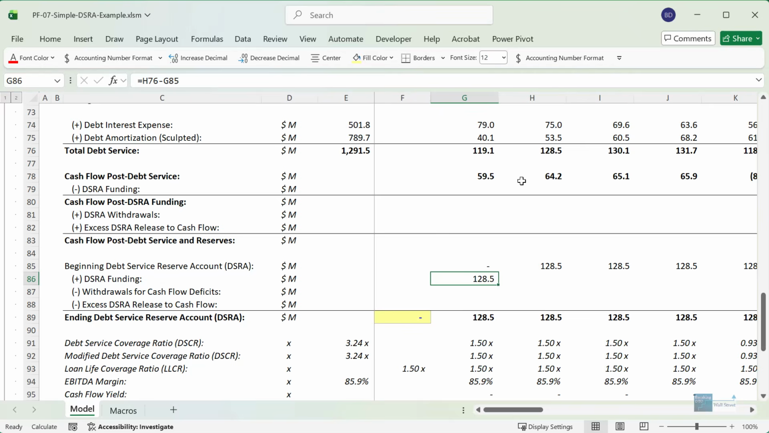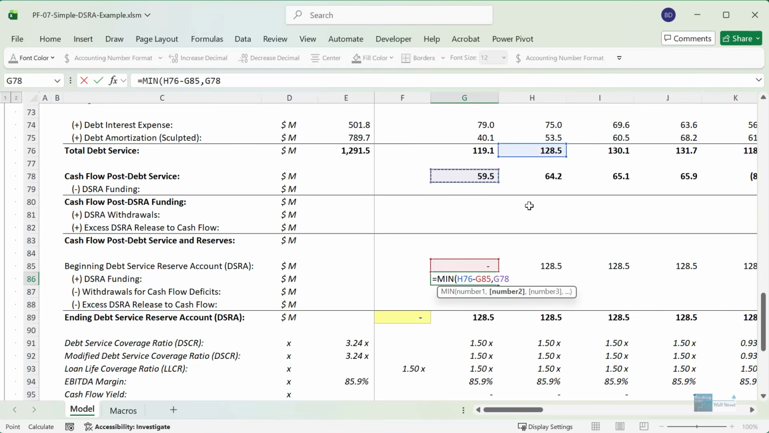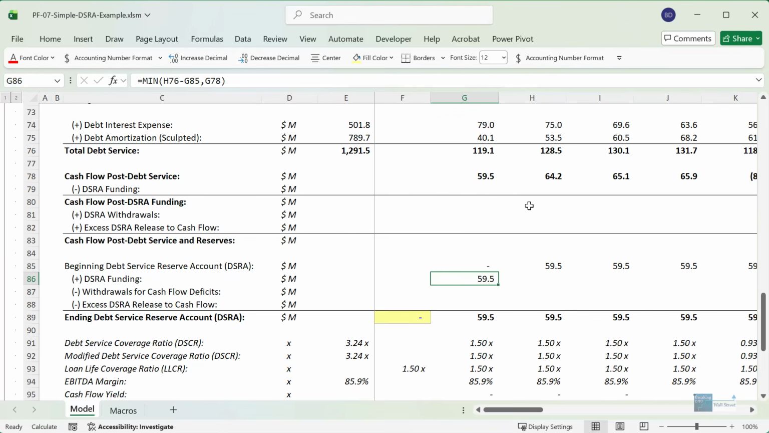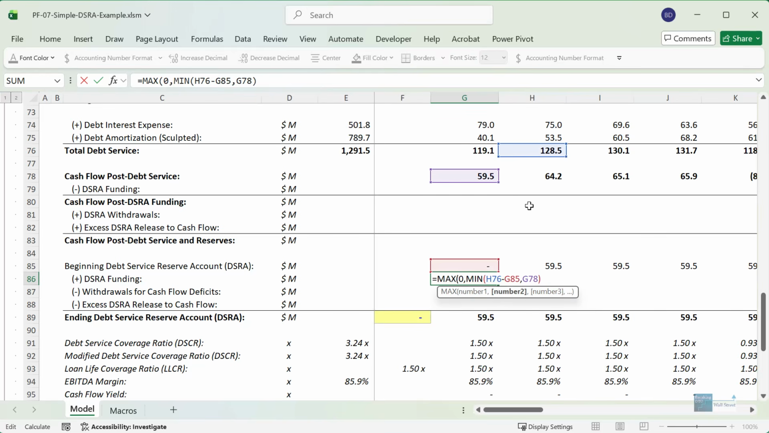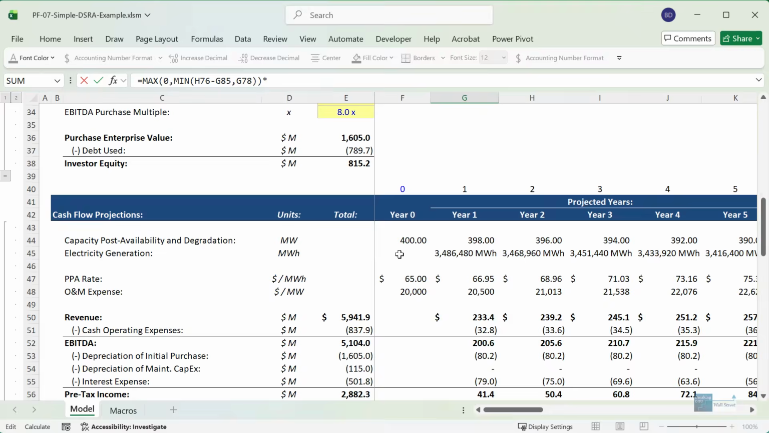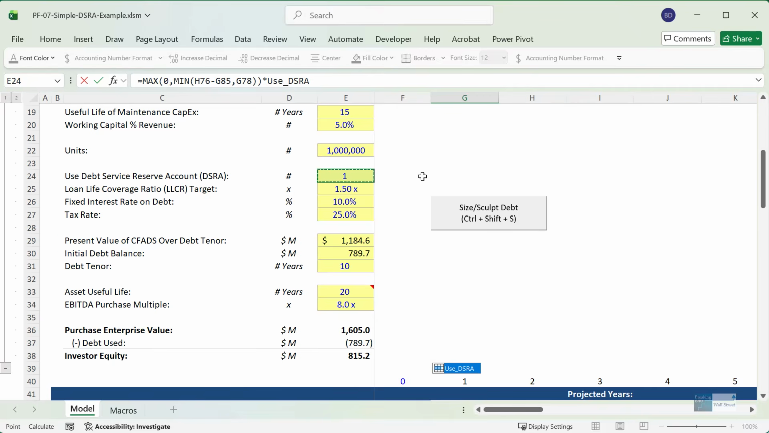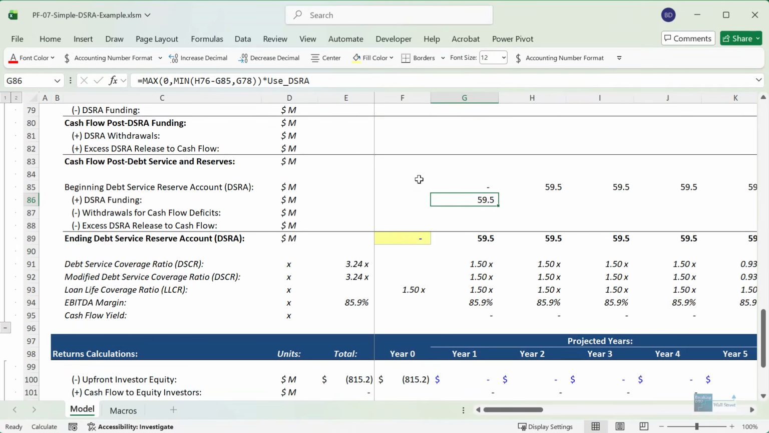So we have that. Of course, there's a problem with this, which is that it's all well and good to say that we need to provision this much, but our cash flow post debt service is only around 59 or 60 here. So we can only fund this to the extent that we have the cash flow to do so. So therefore, we need a minimum function around this, and we need to compare it to our cash flow post debt service. Now, something else that we should do as good practice is to put a max 0 around this to make sure that this never turns negative. We don't really need it in this specific case, but I do think it is good to have something like this. And then I'm also going to multiply by our flag up here about whether we're actually using a DSRA in this model, just so we can flip this on and off quite easily.